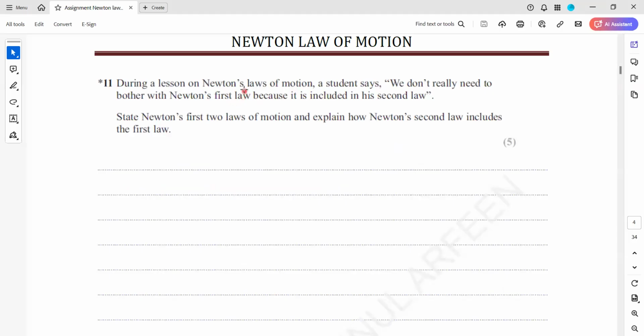during a lesson on Newton's law of motion, a student says, we do not really need to bother with Newton's first law because it is included in the second law. So this is a statement of the student. The student said that we don't have to bother about Newton's first law. It is all included in the second law. State Newton's first two laws of motion and explain how the second law includes the first law.